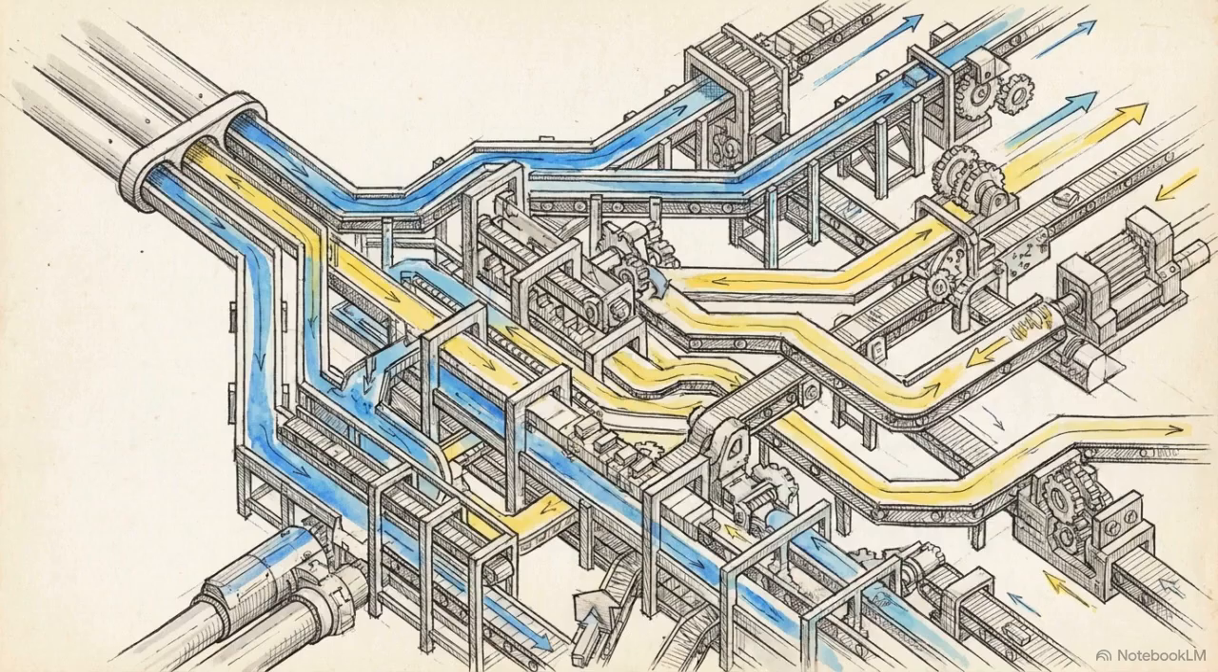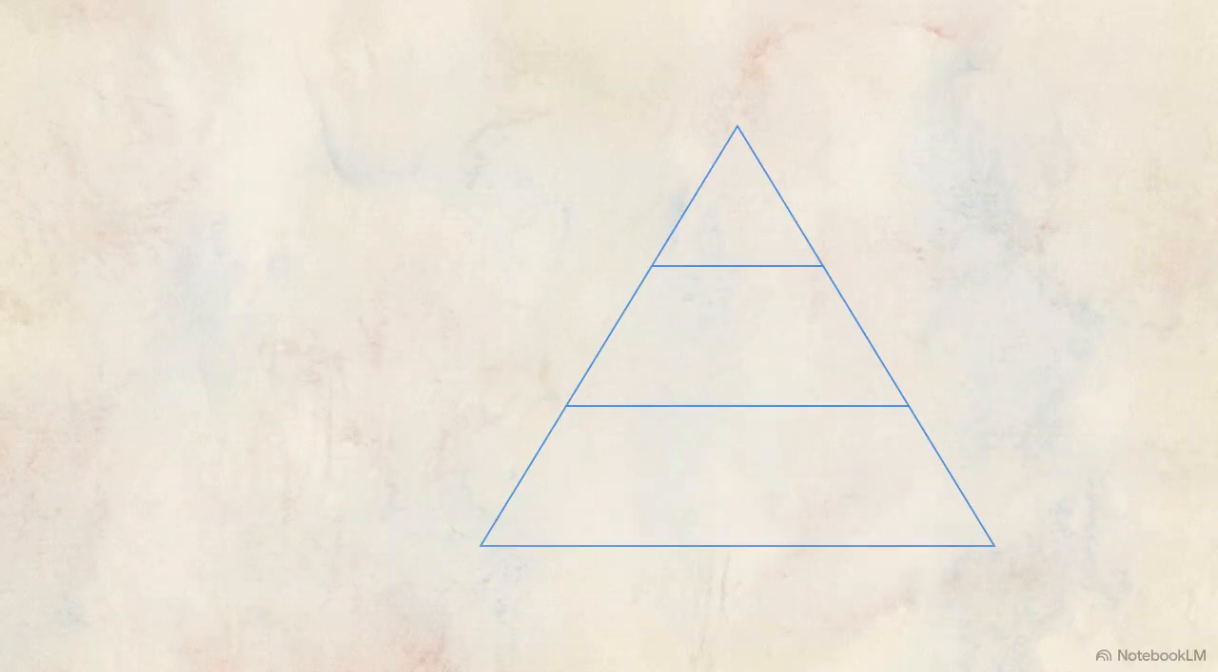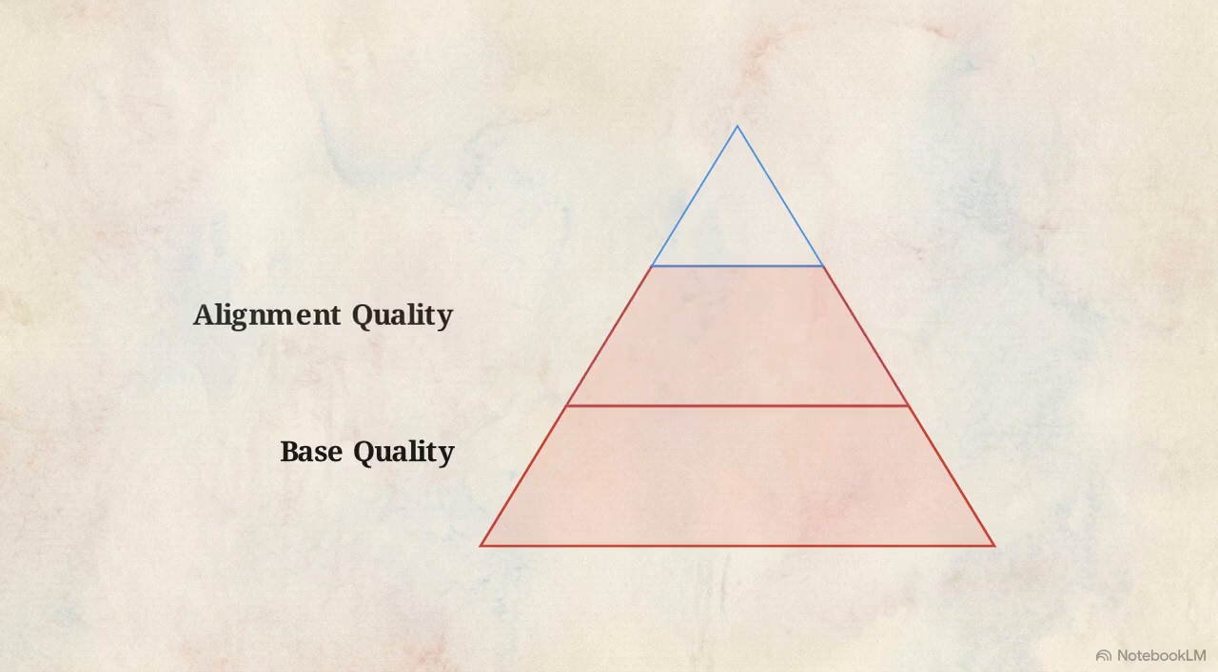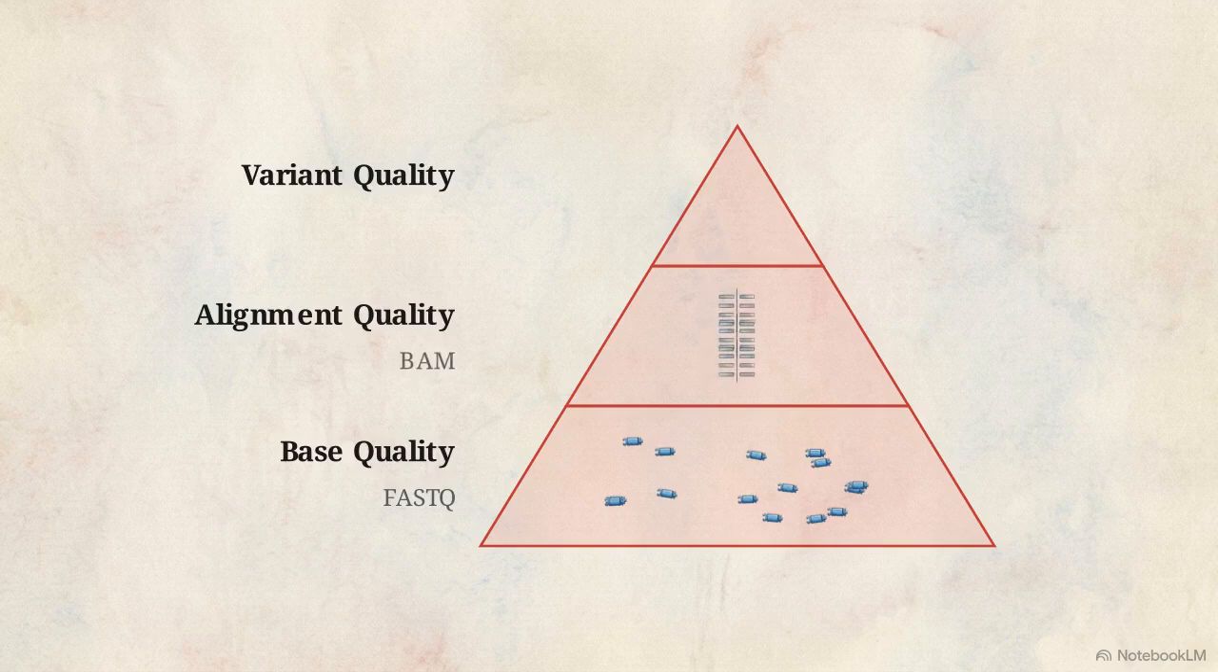Modern bioinformatics pipelines, like Dragon, process this massive volume of data, but they do not use a single pass-fail quality threshold. This diagram illustrates a stratified quality matrix. To validate a mutation, data must pass three distinct checkpoints: base quality, alignment quality, and variant quality. These map chronologically: raw output in FASTQ, alignment in BAM, and final mutations in VCF.